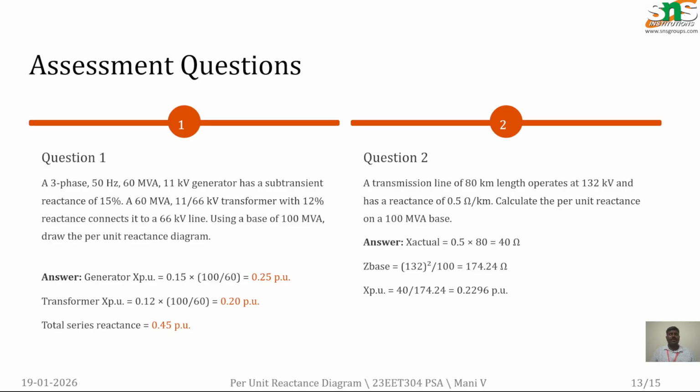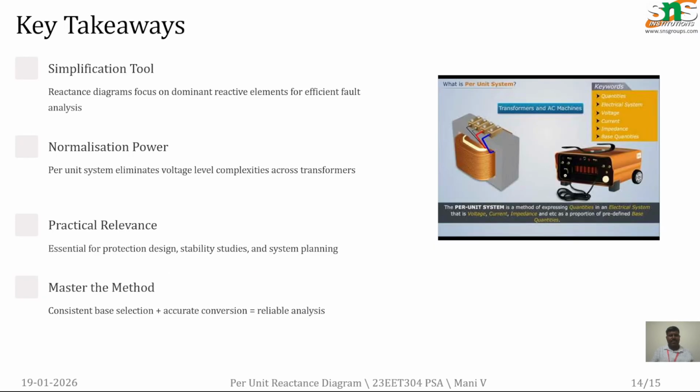And this is another assessment. Here the transmission line of 80 kilometer length operates at 132 kV and has a reactance of 0.5 ohm per kilometer. Now you can calculate the per unit reactance on a 100 MVA base. You can comment the answer in the comment section. From this we are able to know the simplification tool, normalizing power with respect to base kVA or MVA, and the practical relevance with respect to the design of protection, stability studies, and system planning.